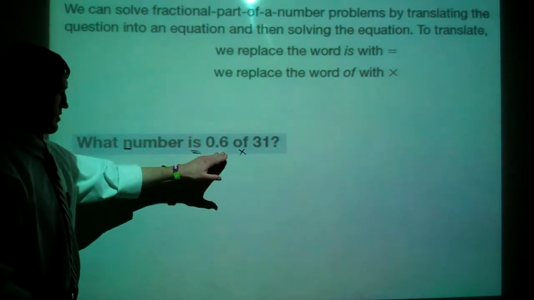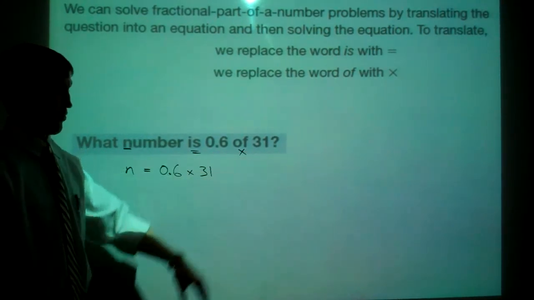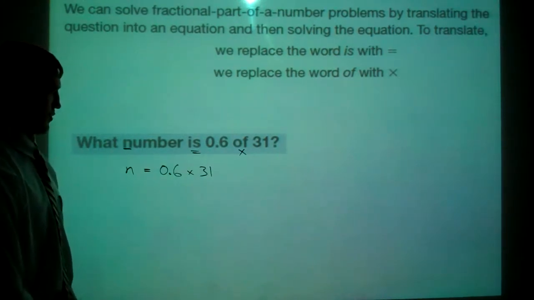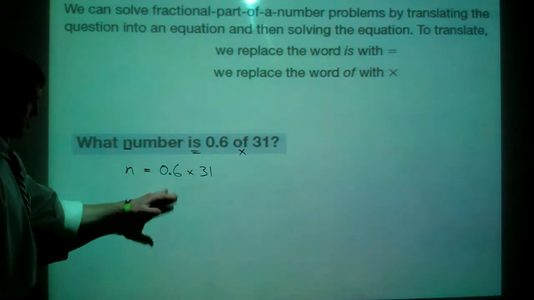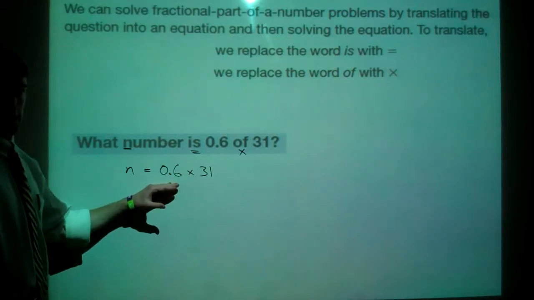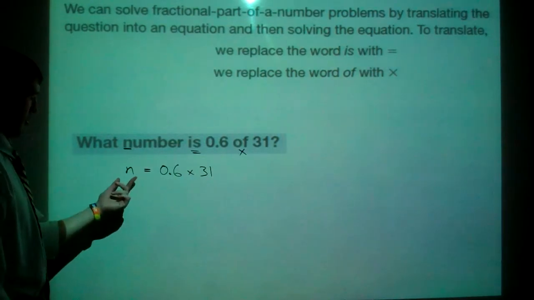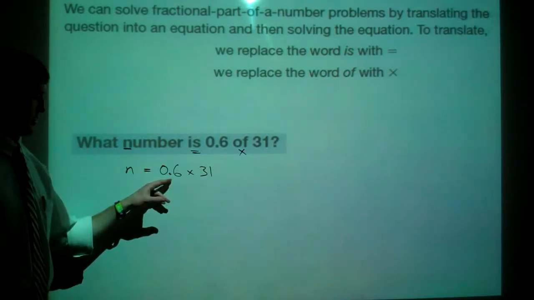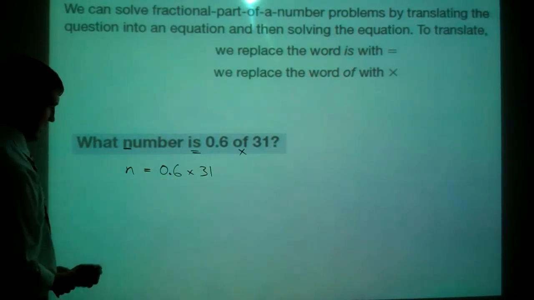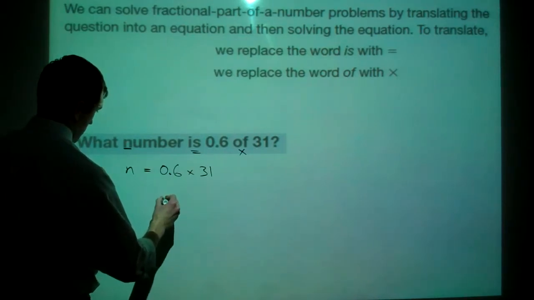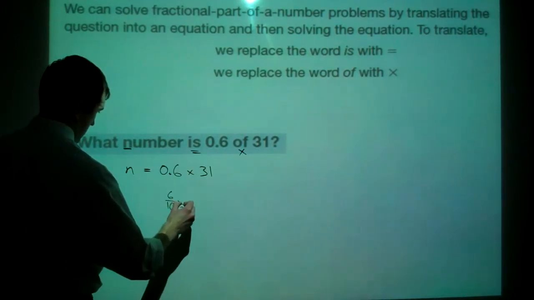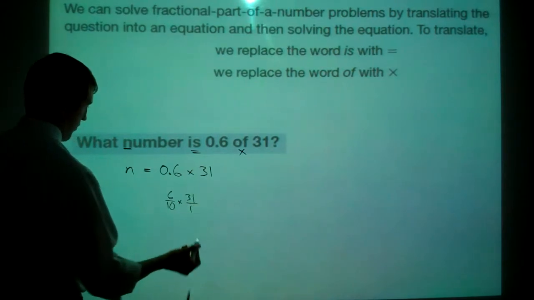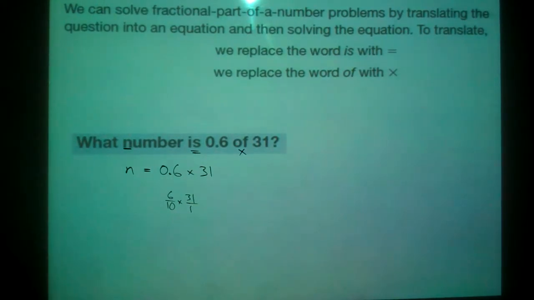So what number is 0.6 of 31? Another way that we could say this is 60% of 31. So what is 60% of 31? You could go ahead and just multiply 0.6 times 31 to get your number. Or you could do, okay, so this is in the tenths place, that's 6/10. You could do 6/10 times 31 over 1 if you wanted. You've got a lot of options from there.